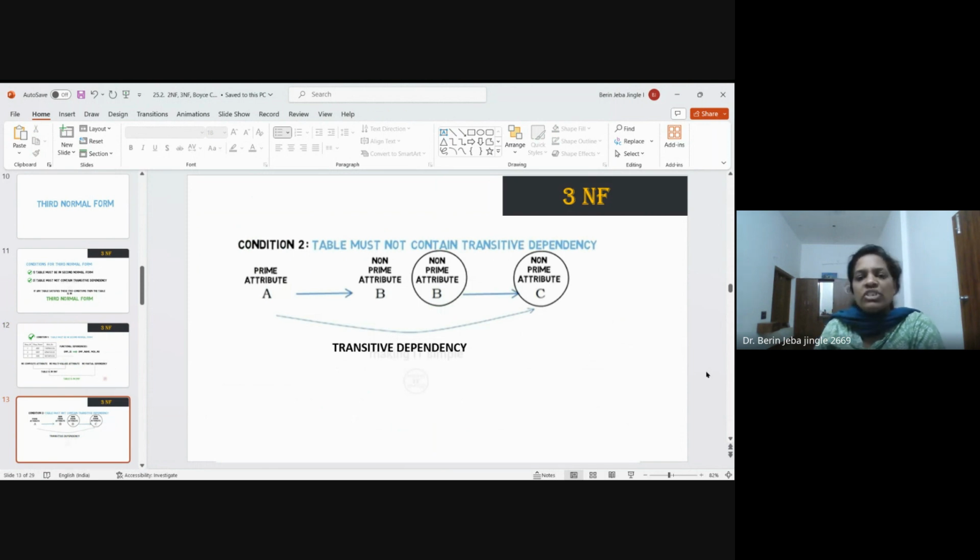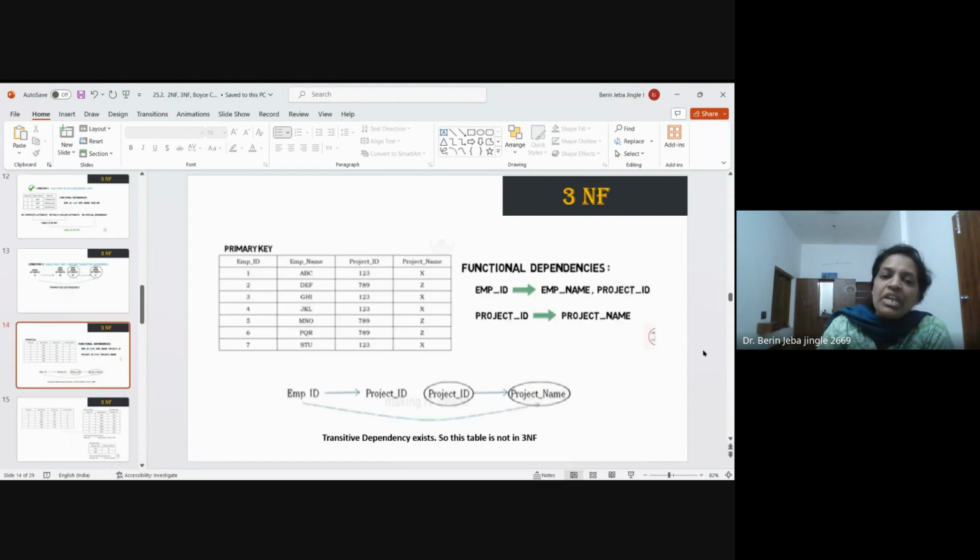Next we have to check for transitive dependency. What is transitive dependency? If A determines B and B determines C, then C depends on A transitively. So if a non-prime attribute depends on another non-prime attribute, then it is a transitive dependency. See this table: project name and project ID all depend on employee ID. But when we take the project name, it depends on project ID alone. So a non-prime attribute is depending on another non-prime attribute, and we call it a transitive dependency.